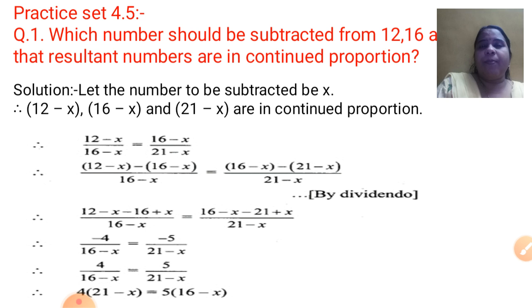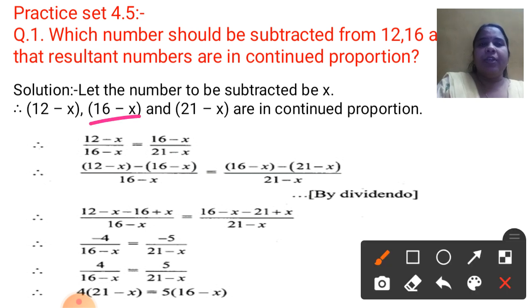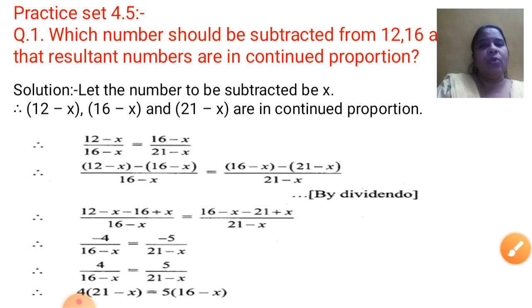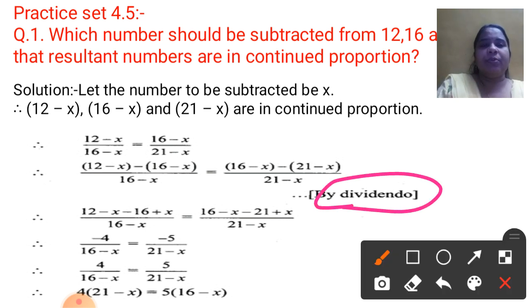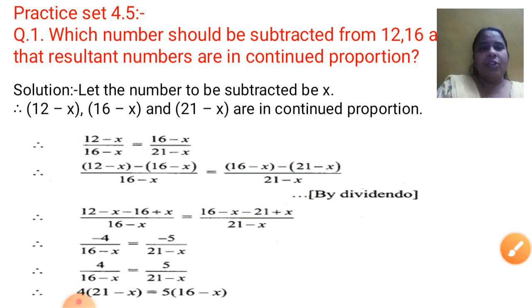So what ratio should I write? 12 minus x upon 16 minus x. This is the middle term, which will repeat itself, so it is equal to 16 minus x upon 21 minus x. Now, most of you will think of cross multiplying. I am not saying that is wrong, but easier than that, for such word problems, is to go for dividendo. I hope you remember what dividendo is. Dividendo means the denominator is subtracted from the numerator. Just see, this denominator is subtracted here, and in the same way this denominator is subtracted here.